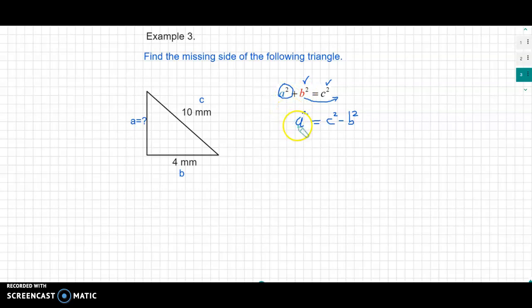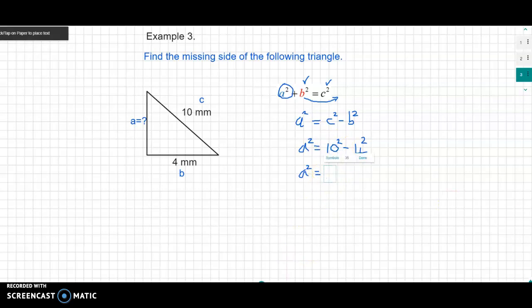What we have to do now is replace the values that we already have, the value of C and the value of B. So we will have a squared equals c squared, which is 10 to the power of 2, minus b squared, which is 4 to the power of 2. Now we can solve the exponents, 10 to the power of 2 and 4 to the power of 2. So a squared equals 10 squared, which is 100.